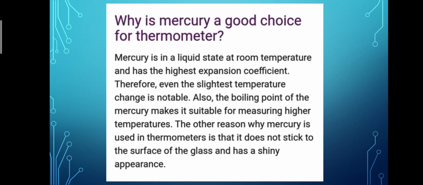Why is mercury a good choice for thermometers? Mercury is in a liquid state at room temperature and has the highest expansion coefficient. Therefore, even the slightest temperature change is notable. Also, the boiling point of mercury makes it suitable for measuring higher temperatures. The other reason why mercury is used in thermometers is that it does not stick to the surface of the glass and has a shiny appearance.